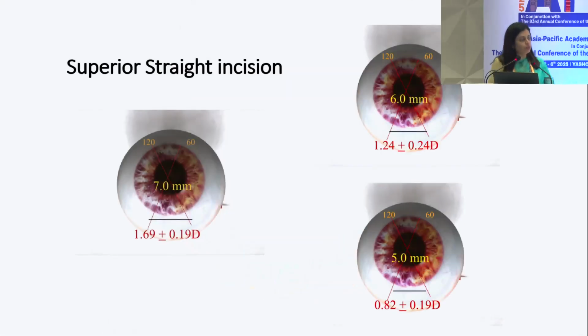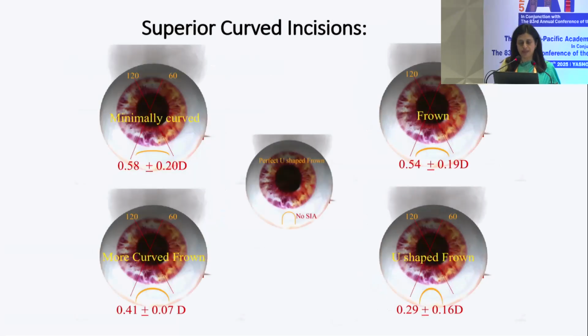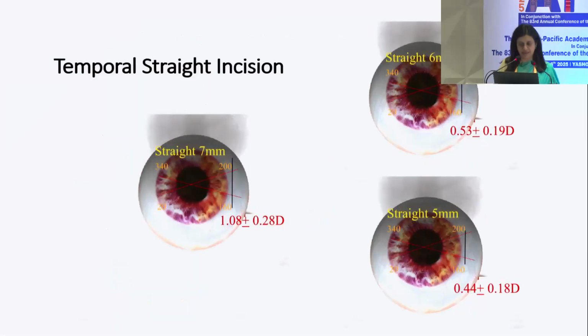So I'll take you through the algorithm which is derived from Dr. Boramani's study, and this will help us for the scleral wound modulation. If we have an incision of 7 mm superiorly, it induces astigmatism of 1.7 diopter. Further reduction in the size of the incision reduces the magnitude of astigmatism. A superior curved incision further reduces the magnitude of astigmatism, as we see in the center. A perfect U-shaped incision literally does not induce any astigmatism.